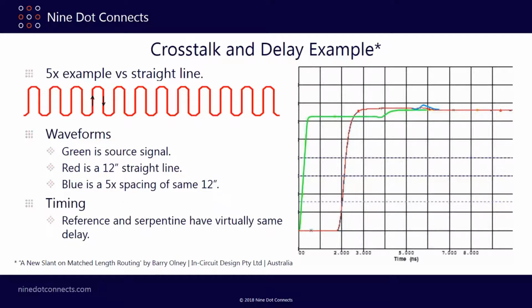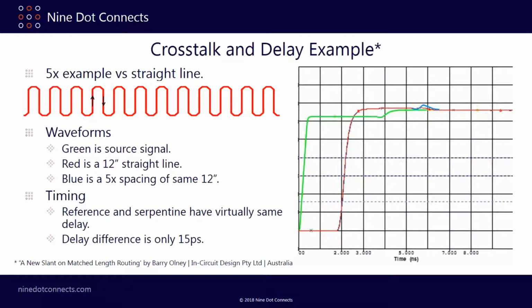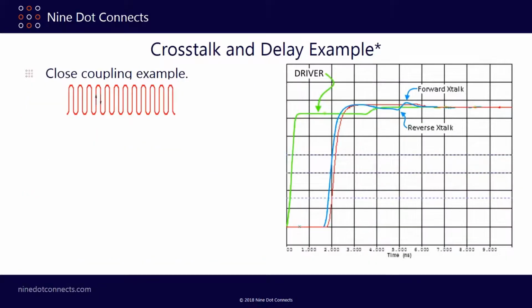The thing you want to notice here, though, as far as timing is concerned, is that both the reference and the serpentine have virtually the same delay. So in other words, the serpentine itself is not faster than just a straight piece of wire or transmission line. There is a little bit of difference. It's 15 picoseconds. So if you're dealing with a clock, just be aware 15 picoseconds is about 7 times more than the skew you want.